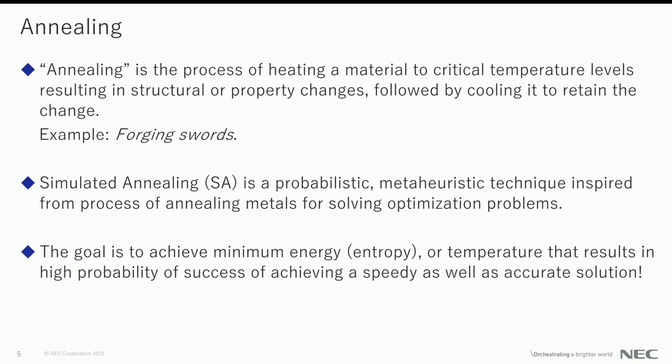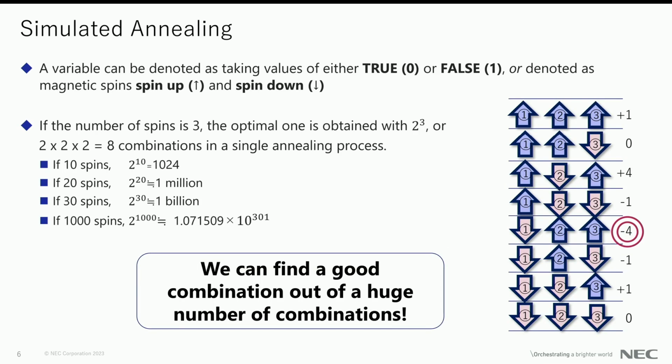And the goal is to achieve minimum entropy that results in high probability of success of achieving a speedy as well as accurate solution. So speed and accuracy are the two goals for us. So in the quantum world, the state of a variable can be denoted as either true or false, like a classical bit, or also like a magnetic spin, an upward spin and a downward spin. Physically, they're both the same things.